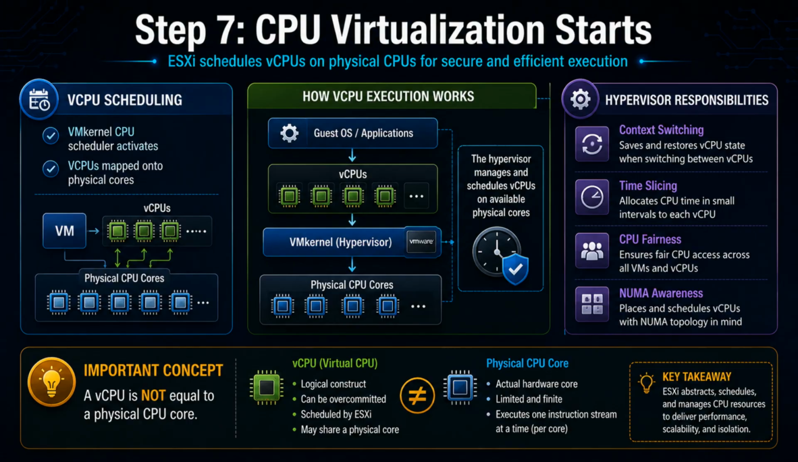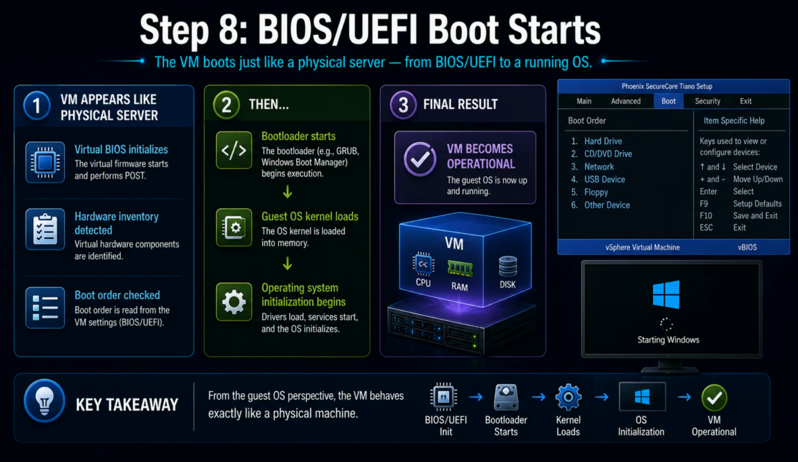Now the VM finally starts behaving like a real physical server. At this point, the VM thinks it's a real physical machine. The virtual BIOS or UEFI initializes, hardware inventory is detected, and the boot order is checked. Then the bootloader starts. The guest operating system kernel loads into memory, and operating system initialization begins. Finally, the VM becomes fully operational.